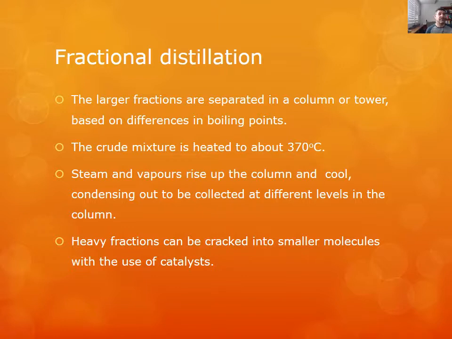The crude mixture is usually heated up to about 370 degrees, and that pushes it beyond the boiling point of most of the components of the mixture, and all of those gases will now spread out to fill the container. They will rise up through the column, and as they rise they will cool and condense out to be collected at the varying levels.